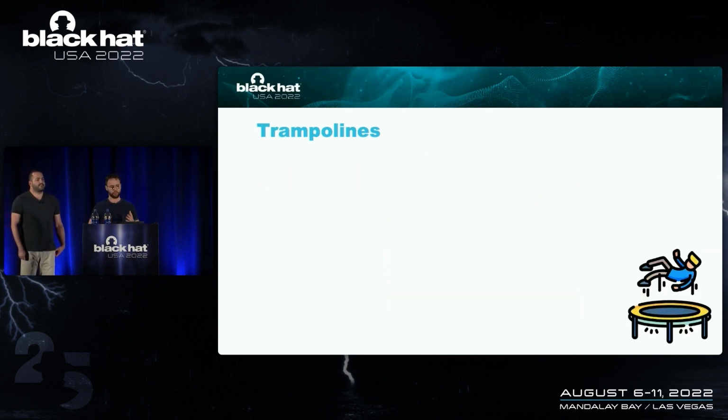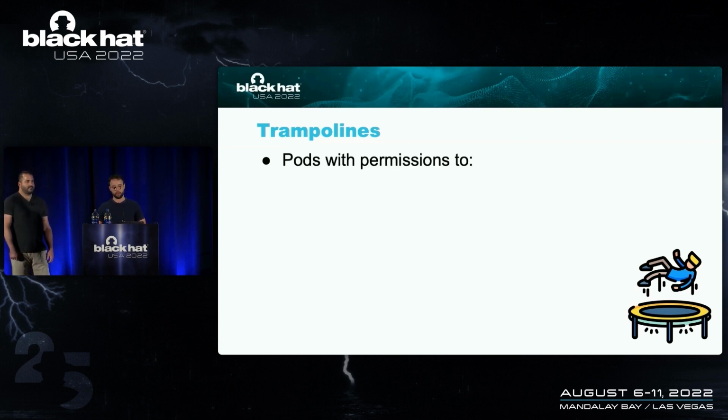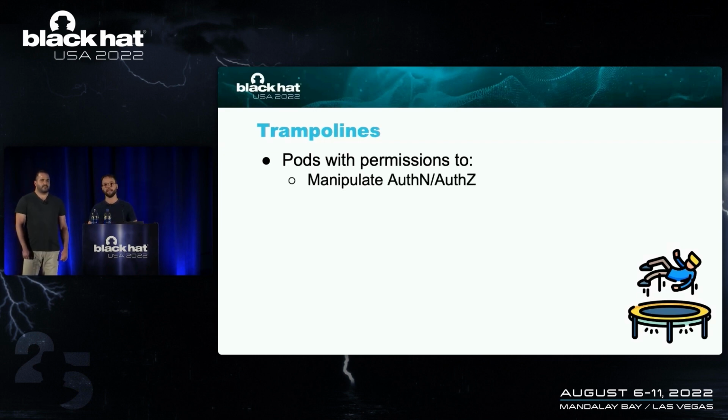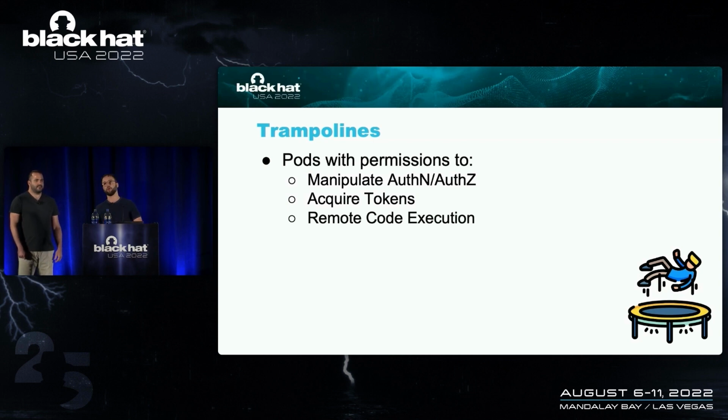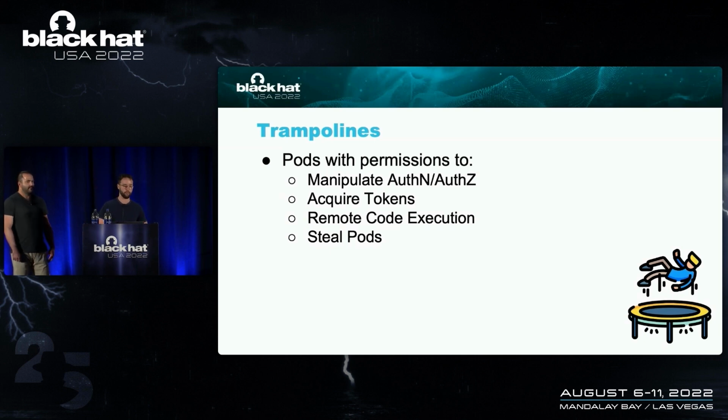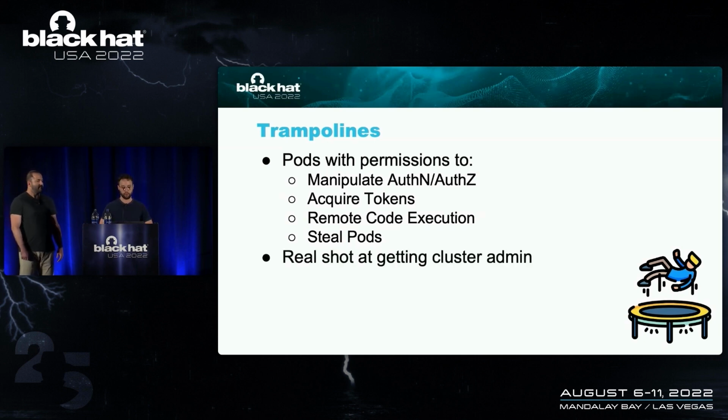And if you remember, we started talking about Kubernetes attack classes to define what trampolines, what powerful pods are. So trampolines are powerful pods with permission to either manipulate authentication or authorization, acquire powerful service account tokens, execute code on pods or on nodes, and steal other pods in the cluster. Because those sets of permissions actually get you a real shot at getting cluster admin.